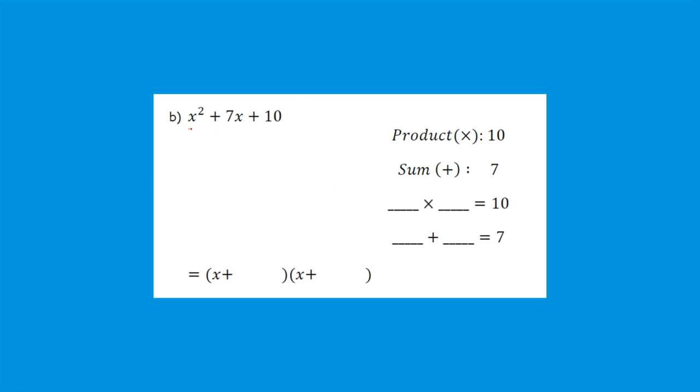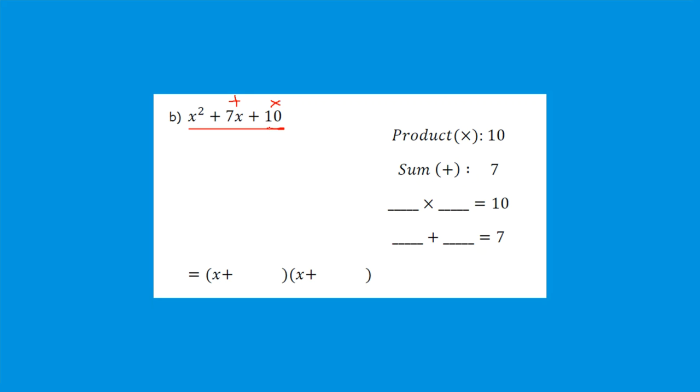Next example, x squared plus 7x plus 10. What two numbers multiply to give 10 and add to give 7? What two numbers here? To work out these two numbers, you can think, what are the factors of 10? So we could try 10 and 1. 10 times 1 equals 10. 10 plus 1 equals 11. So that tells us that the two numbers are not 10 and 1.